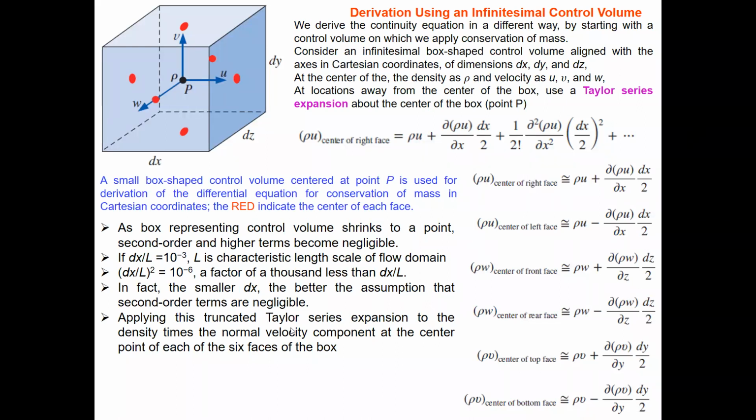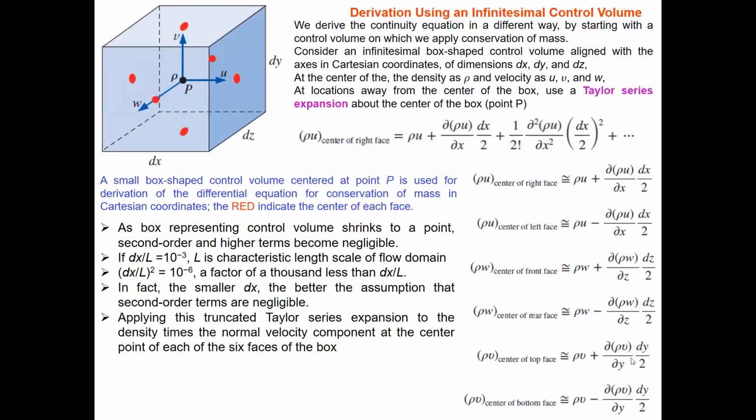Applying this to a truncated Taylor series expansion of the density times the normal velocity component at the center point of each of the 6 faces of the box, one can solve the differential equation. How will it happen? See that rho times u at the center of the right face, for example, should be rho u plus del by del x of rho u times dx by 2, because you are taking the first half. If it is negative, here it is minus of dx by 2. If it is from the top, rho w plus del by del z times dz by 2. If it is at the bottom, minus dz by 2, because the reference point is P.